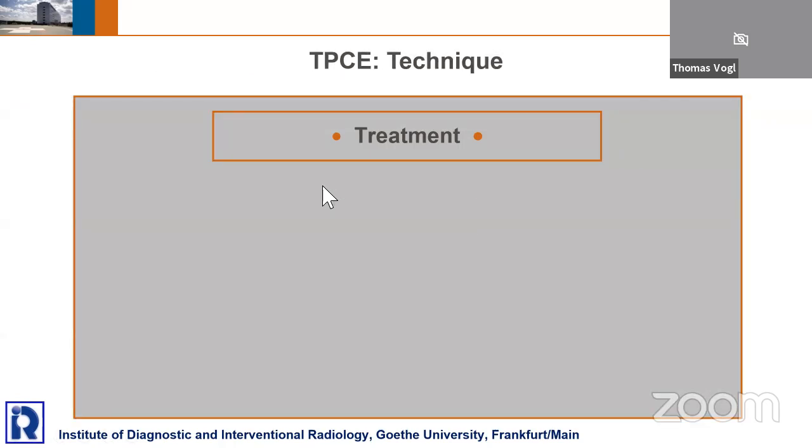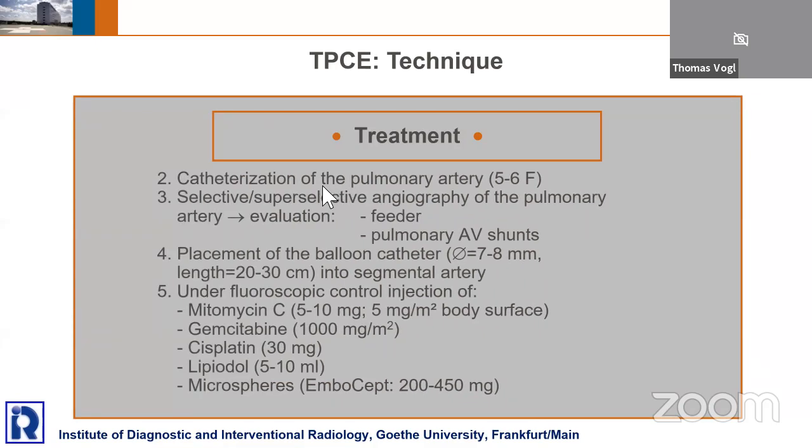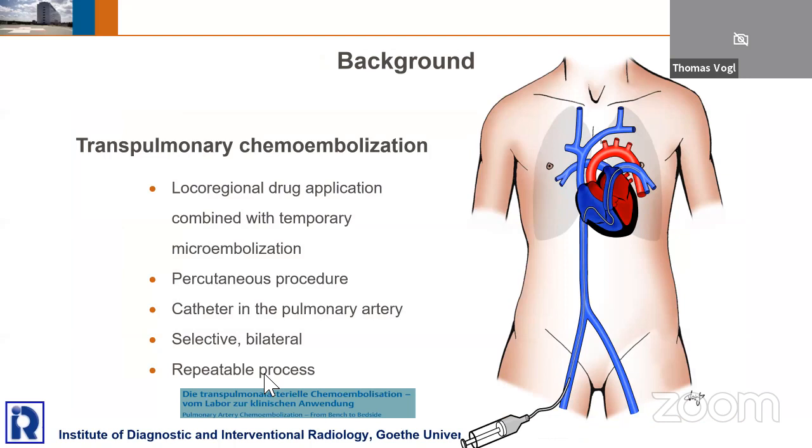So we are inserting normally a 5 to 6 F sheath. We are super selectively going to the pulmonary artery supplying the tumors. We are using high-resolution angiography to exclude pulmonary shunts. We can place balloon catheters. It's not absolutely necessary. And these are the drugs which are currently under evaluation: mitomycin, gemcitabine, cisplatin, and you can embolize either with lipiodol, or you can embolize with microspheres. So the technique is quite safe.